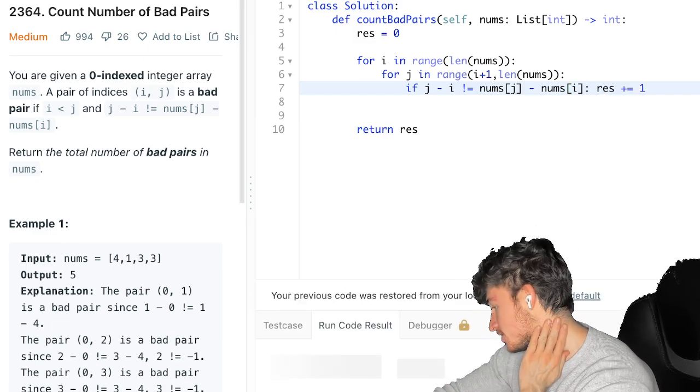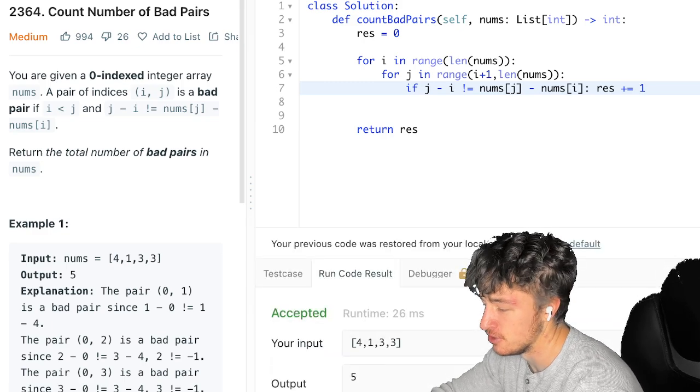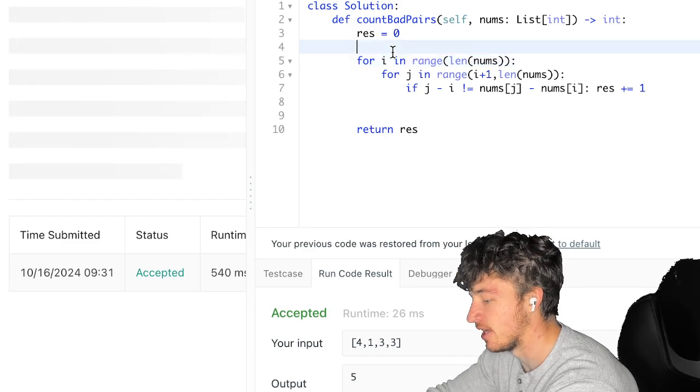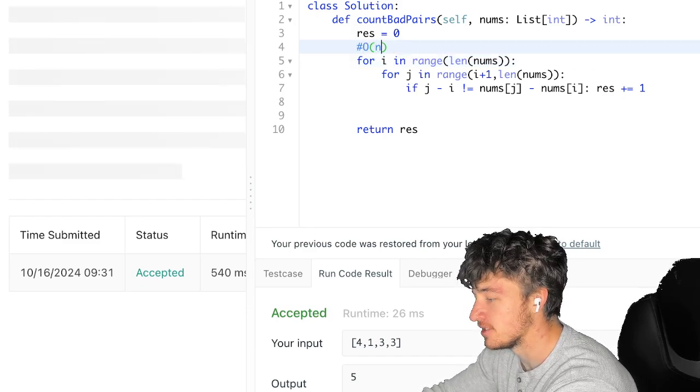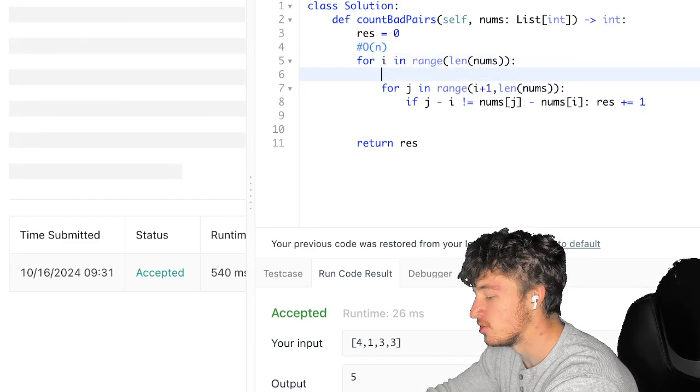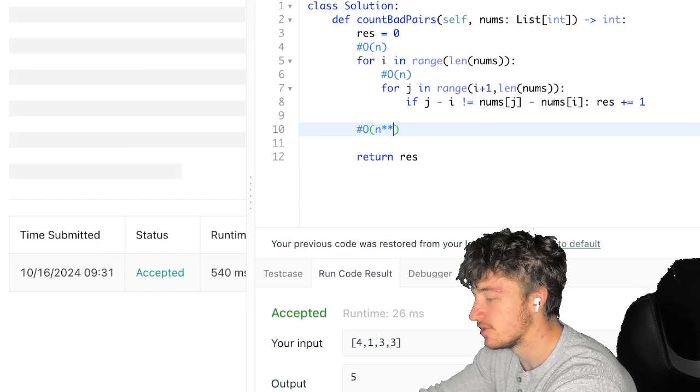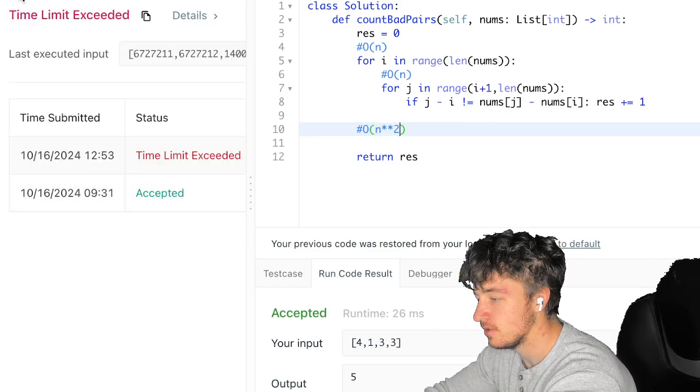We run that, and it's going to say it's good, but when we actually submit it, it's going to say time limit exceeded. Why? Because the outside loop takes O of n time, and the inside loop, although it's based on i, is still proportional to O of n time. So this solution is O of n squared.